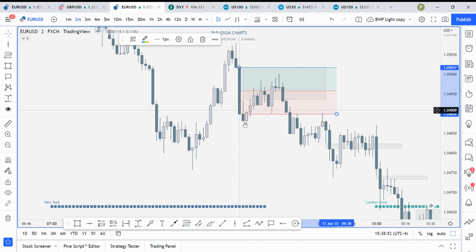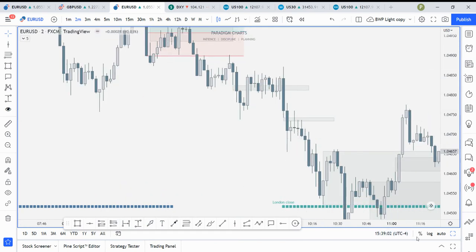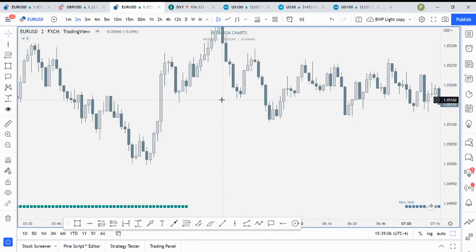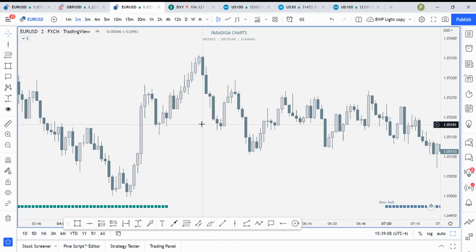If you feel like this is too big, if you want to place your entry, you can place your entry at the midline, and your stop loss at this high or this high. Okay, and you can see the sell off that happened after. And lots of examples.